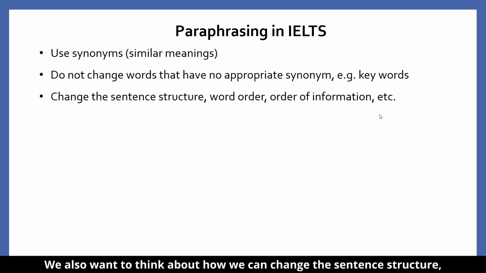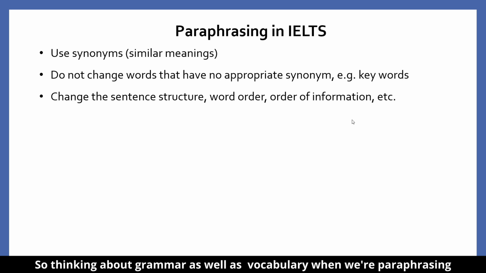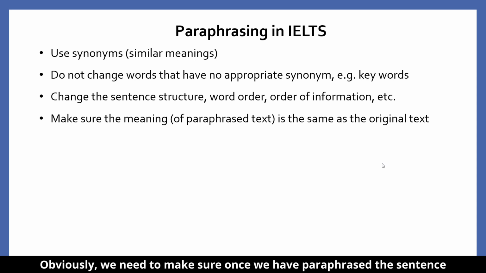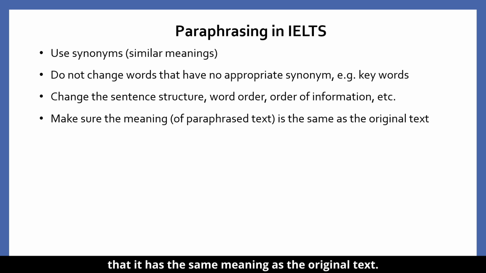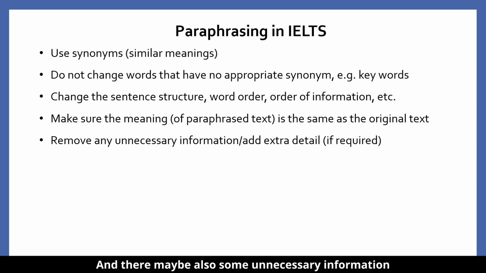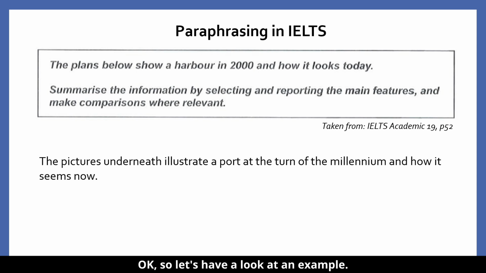We also want to think about how we can change the sentence structure or word order, or maybe even the order of information. So thinking about grammar as well as vocabulary when we're paraphrasing. Obviously, we need to make sure once we have paraphrased the sentence that it has the same meaning as the original text. And there may also be some unnecessary information that we don't need to include that we can take out of our paraphrase. Okay, so let's have a look at an example.